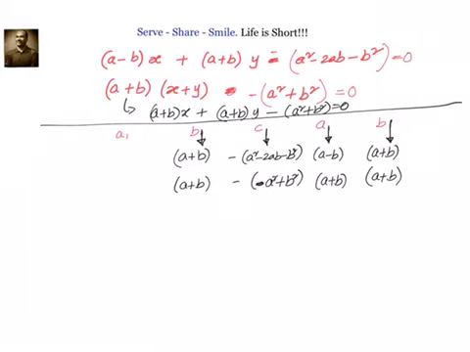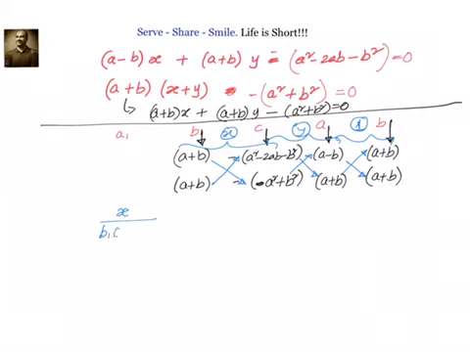For cross multiplication, we have to multiply b1 into c2 minus b2 into c1. Similarly, c1 a2 minus c2 into a1, a1 into b2 minus a2 into b1. So we know first two terms are for x, these two are for y, and this is for the constant term. So let's write down, formula will be x by b1 c2 minus b2 c1 is equal to y divided by c1 a2 minus c2 a1 equal to 1 divided by a1 b2 minus a2 b1.